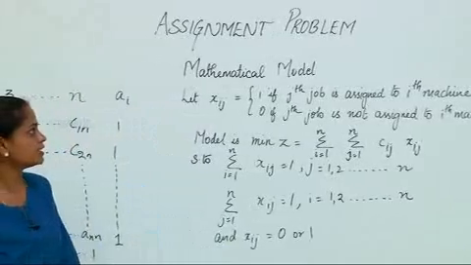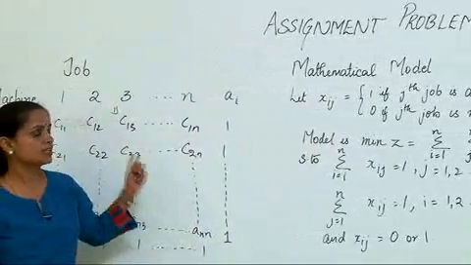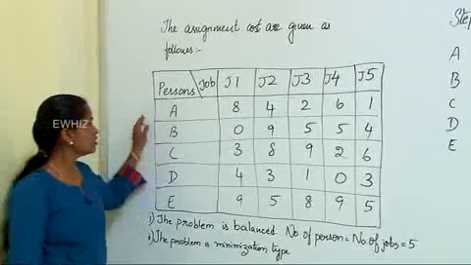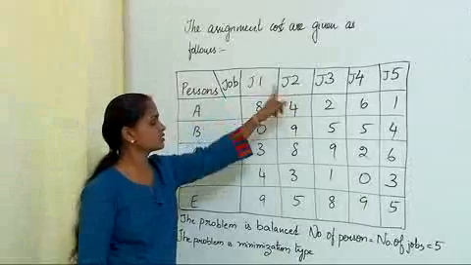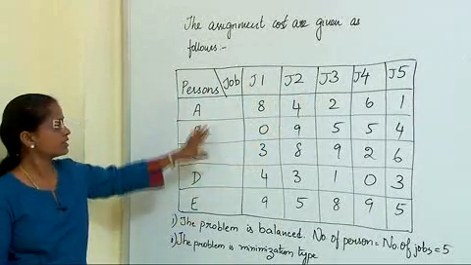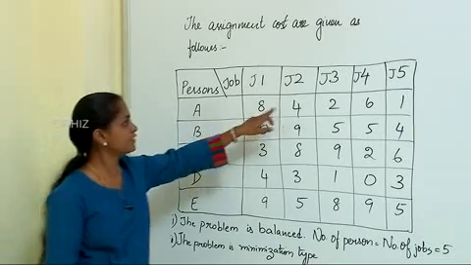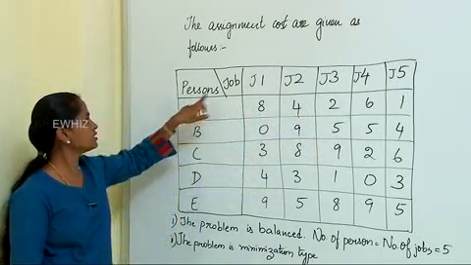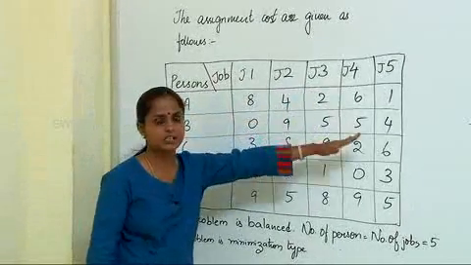So let me now explain how to work an assignment problem using the Hungarian method. Let's work a problem to find the optimal assignment schedule. You are given 5 different persons and 5 different jobs. These jobs are to be assigned to these persons in such a way that the assignment schedule leads to a minimum cost, and this 8 4 2 6 1 stands for the cost of assigning job 1 to person A, job 2 to person A, job 3 to person A, and so on.